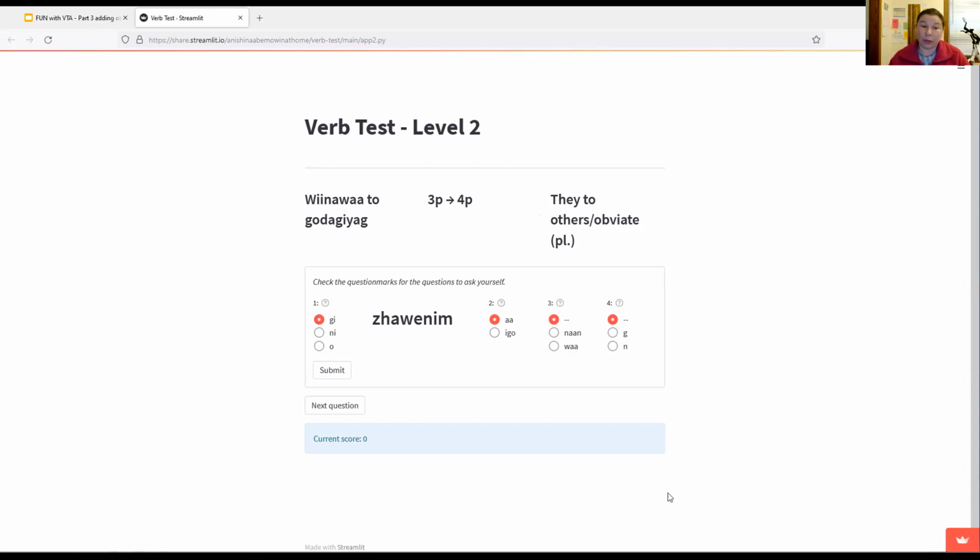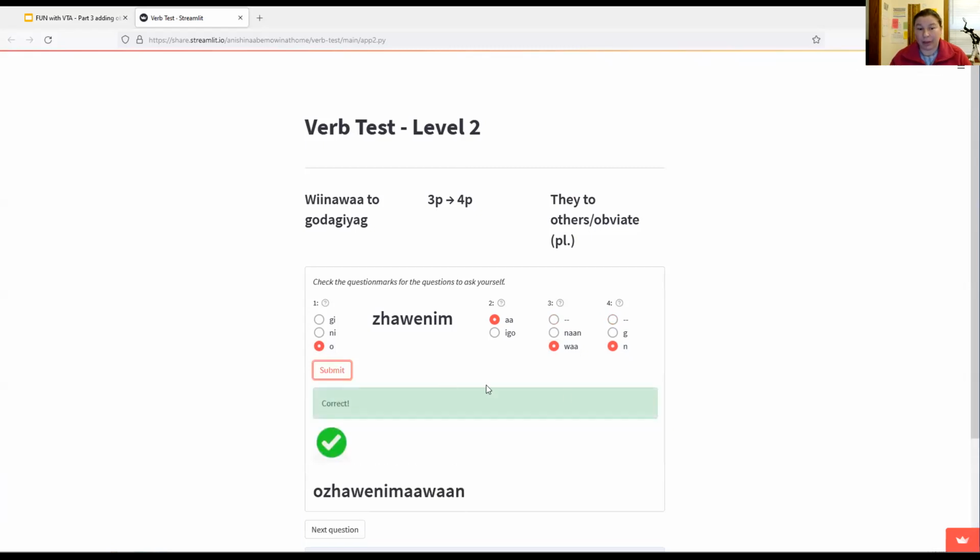And you can just go through and you click off the spots to fill in the conjugation. So we have O, the third person, before the verb. And now we can see that it's the they to the other, or the third person to the fourth. And so we have an A. We can see that the third person is plural, so we want to have a wa. And now we add an N for the obviate.